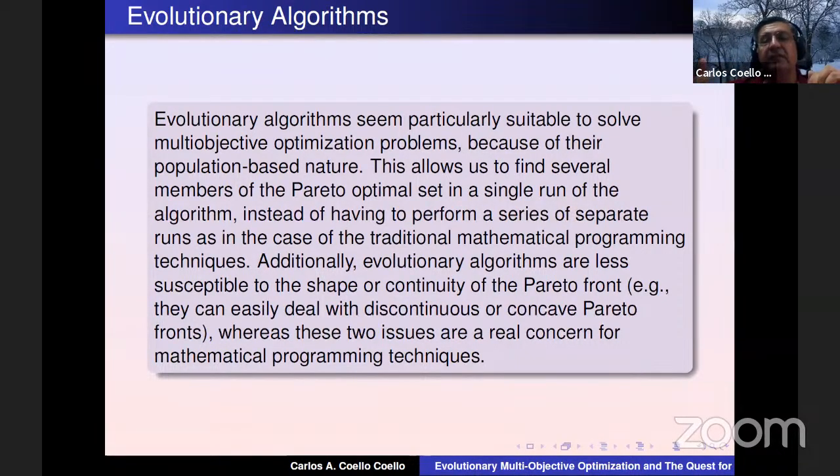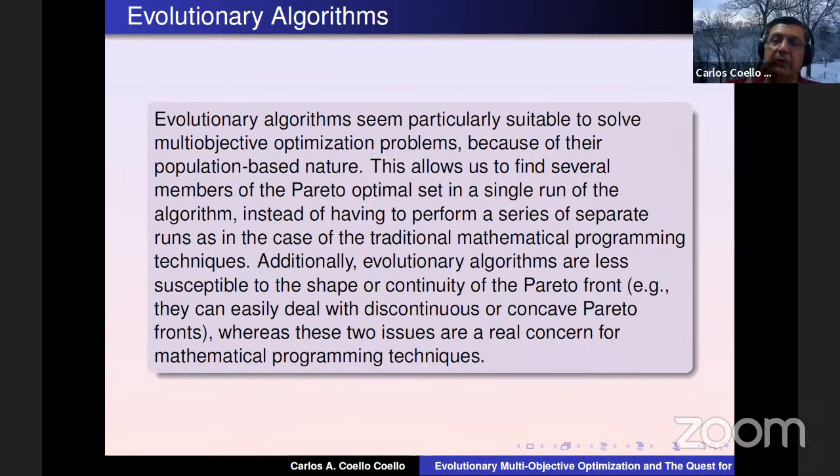The other advantage is that evolutionary algorithms are very general, in the sense that they require very little specific domain information, information about the problem. And they are also less sensitive to the shape and the continuity of the Pareto front.